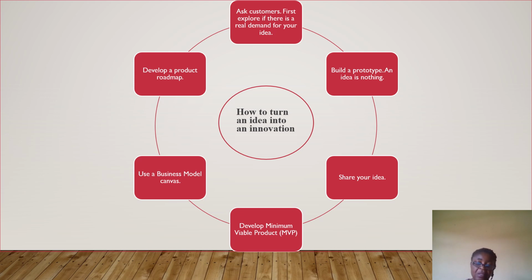Then the next thing you need to do, we're talking about how to turn an idea into an innovation, is to build a prototype. An idea is nothing. Before you do something else, make your ideas tangible. Ideas should be made concrete right away. The reason why ideas, in most cases, never see the light of day is because they are kept in the mind of the creator. That is the person that knows the idea. They don't bring it out. You don't need to be shy.